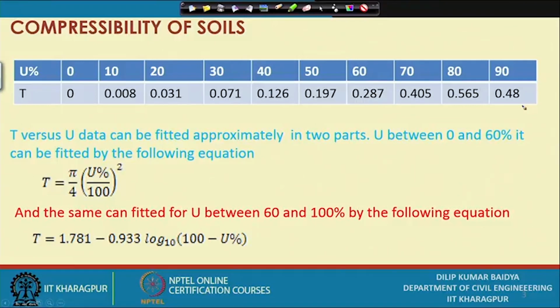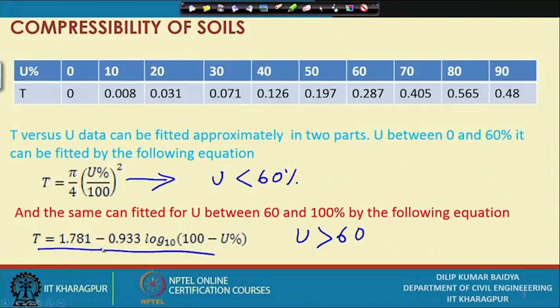This data, if you try to fit, approximately fits two equations. Up to 60%, that means less than 60%, the T can be approximately fitted by this equation, T equal to pi by 4 U square. This is one, up to 60%. And another equation is for U greater than 60%, where this equation is no longer valid and will give error. So, we have another equation for U greater than 60%: T equal to 1.781 minus 0.933 log 10 base (100 minus U).